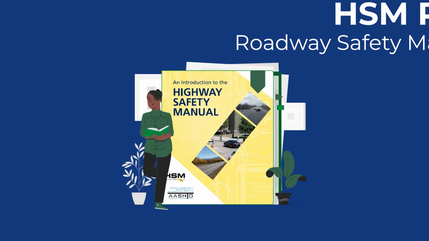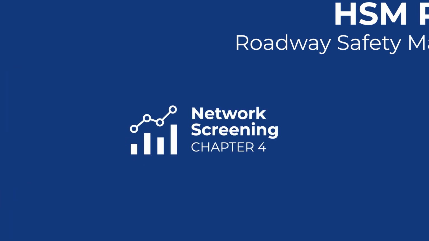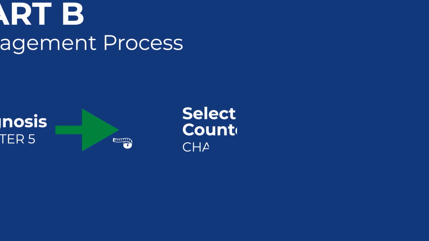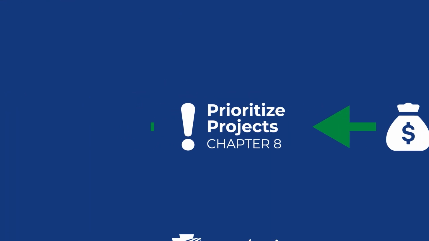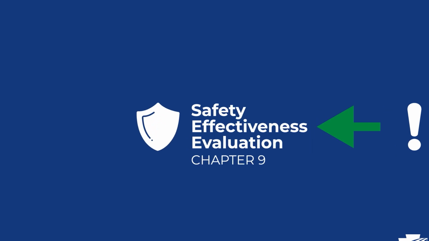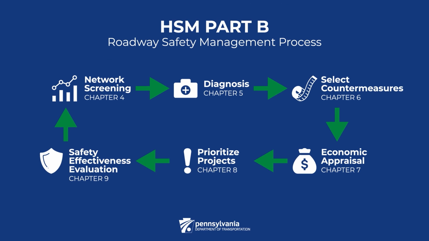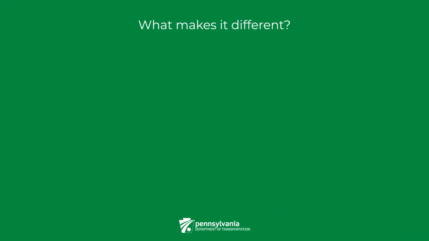Network screening is the first step in the roadway safety management process in Part B of the HSM. It is followed by these steps: diagnosis, select countermeasures, economic appraisal, prioritize projects, and safety effectiveness evaluation. The roadway safety management process parallels the method by which PennDOT selects and evaluates projects for Federal Highway Safety Improvement Program, or HSIP funds. What makes network screening different from other crash analysis methods?